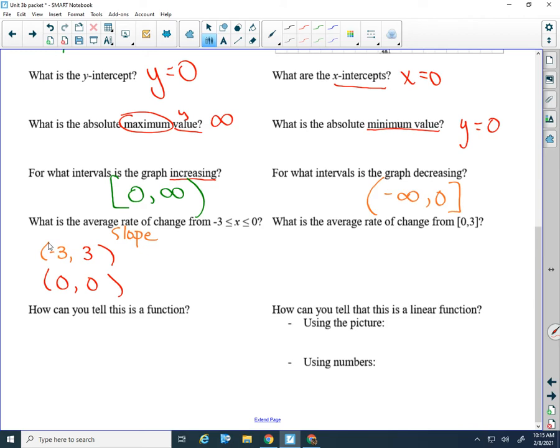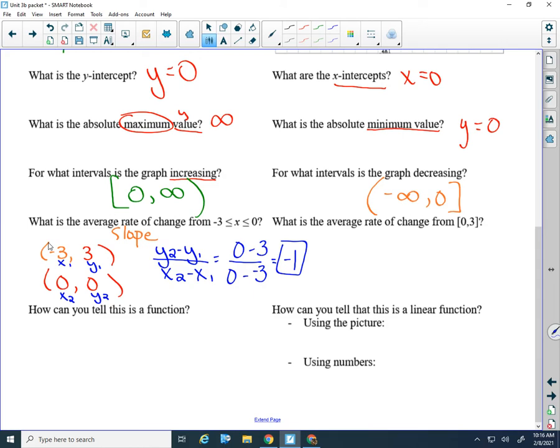Now the formula for slope, again, it's not changing. Y2 minus y1 over x2 minus x1. I'm going to label, this is the point x1 and y1. This is my second point, x2 and y2, and I'm going to plug them in. 0 minus 3 over 0 minus x1 is -3. When you put that in your calculator, you actually get -1.